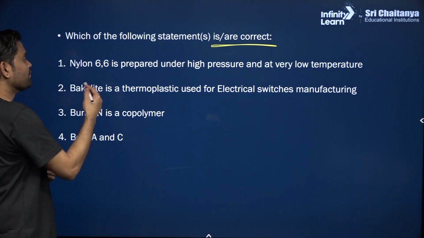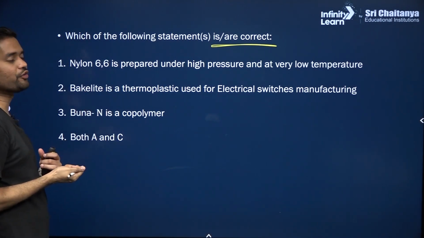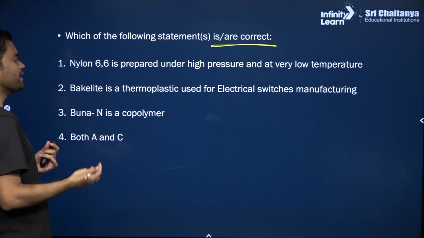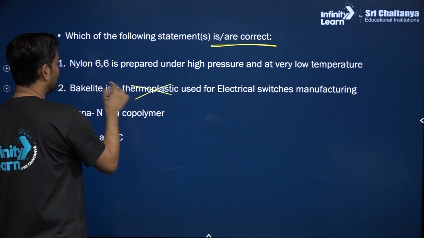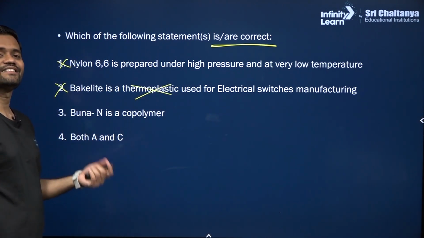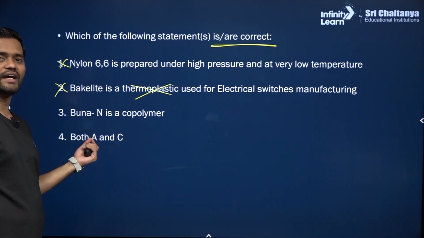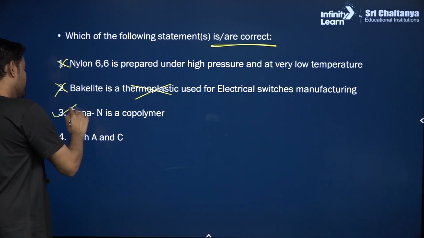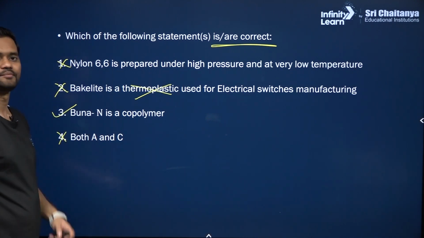Let's see. Nylon 6 is prepared under high pressure and a very low temperature. Wrong, it is a wrong statement. Bakelite is a thermoplastic. No, it is a thermosetting, so wrong statement. Buna S is a copolymer. Yes, this is a right statement. It's a copolymer of butadiene and acrylonitrile. So right statement, both A and C. Wrong. We'll go with option 3.